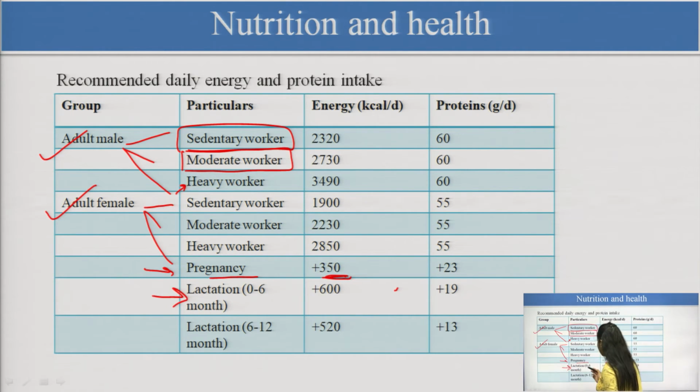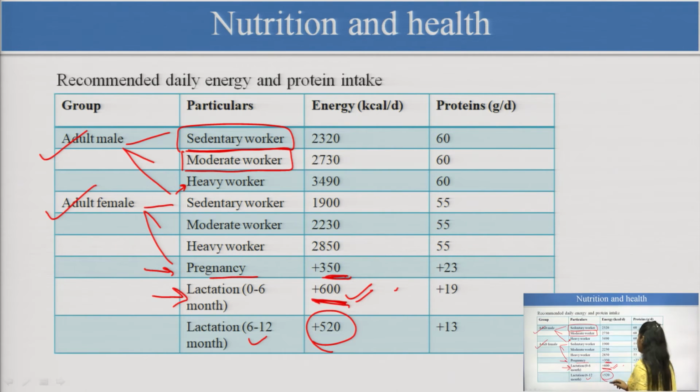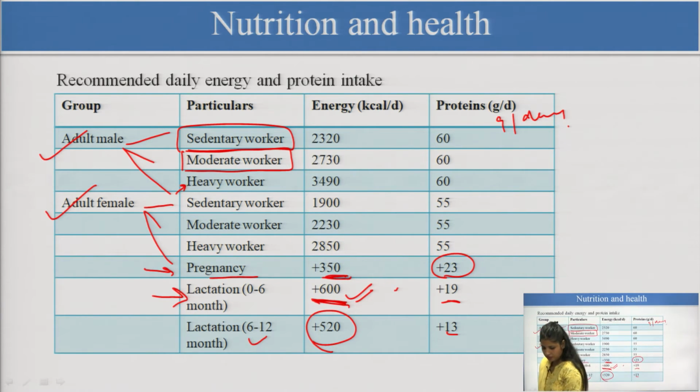Then for lactation, of course for 0 to 6 months, we require more energy, so we will add plus 600. For lactation 6 to 12 months, we will add plus 520. Similarly, for the proteins, we can see the requirement in grams per day. For pregnancy, we require plus 23. In whichever category the female is, we will add plus 23 to the basic value. Then for lactation we add plus 19, and for lactation 6 to 12 months there is plus 13. So this is what we are seeing here.